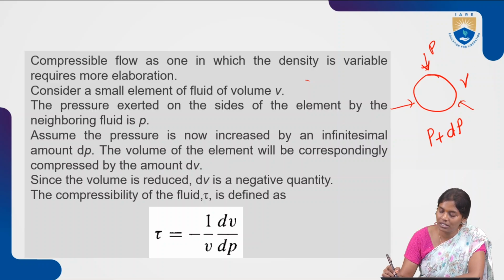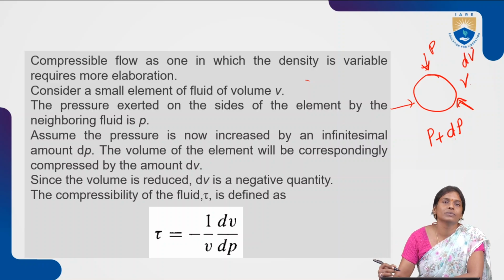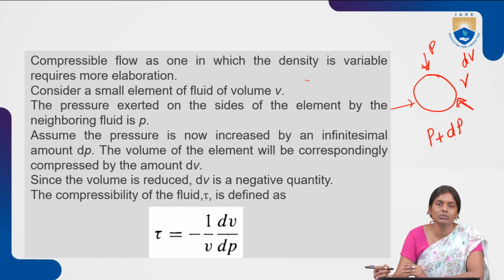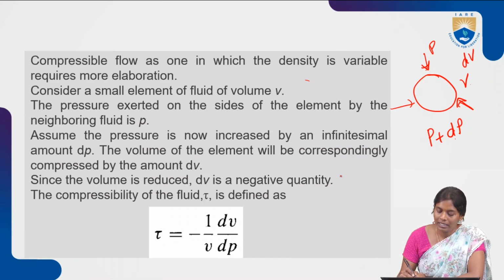So with the change in pressure that we are increasing, that is del P, the control volume will be compressed. Since it is compressing, the volume is getting reduced, which means we will be considering minus del V.